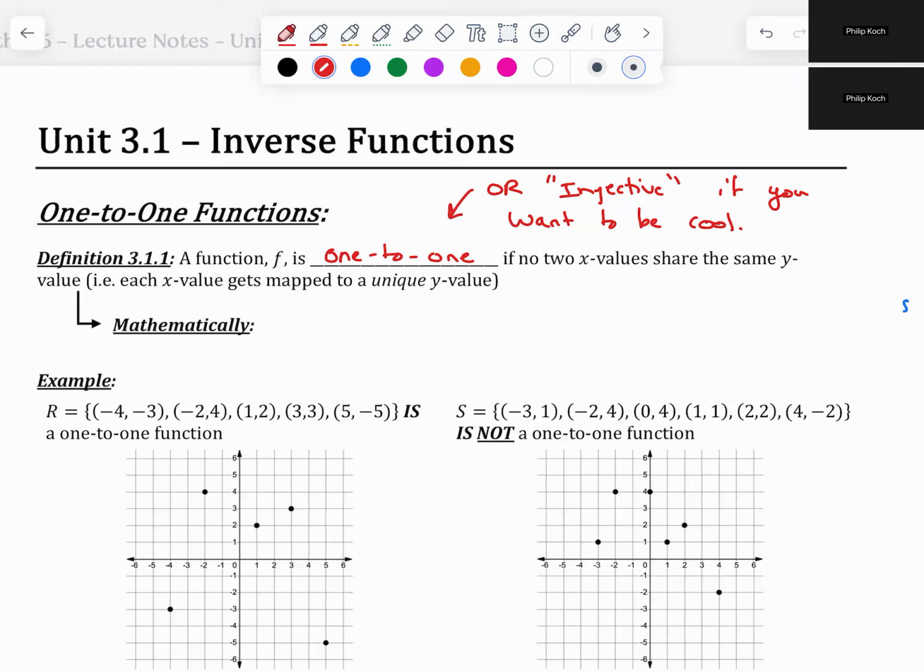But either way, we're going to say one-to-one, and it's going to kill me a little bit on the inside. A function is one-to-one if no two x values share the same y value. That is, each x gets sent exactly to one unique y value. So we can't have things like f of 5 equaling 2 and f of -2 equaling 2. Let's do -1.